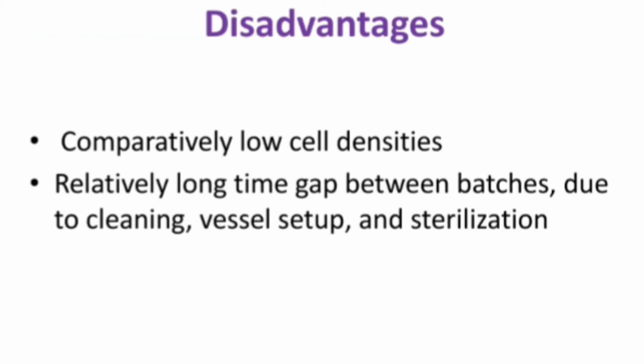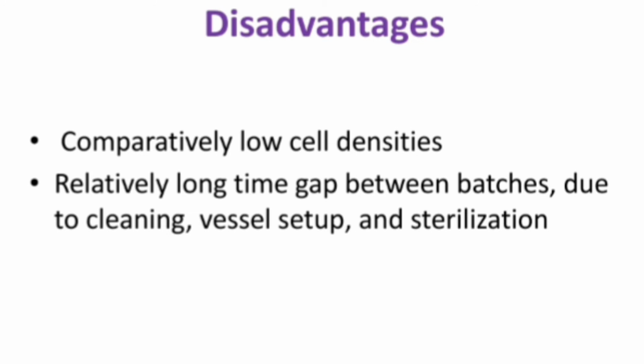Disadvantages of batch fermentation: comparatively low cell density, because we are giving a fixed amount of substrate and a fixed amount of inoculum. So only a fixed amount of nutrients is available. So what happens is that even though the bacteria want to divide, they won't be able to proceed further, because only a fixed amount of nutrient is there. So low cell density will be there, and comparatively long time gap between batches.